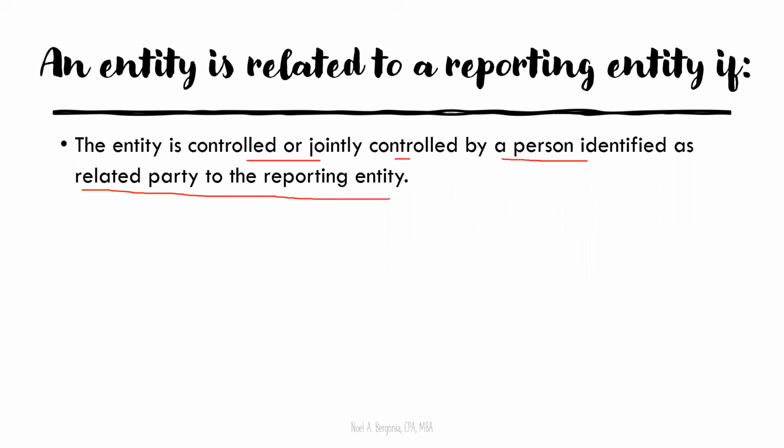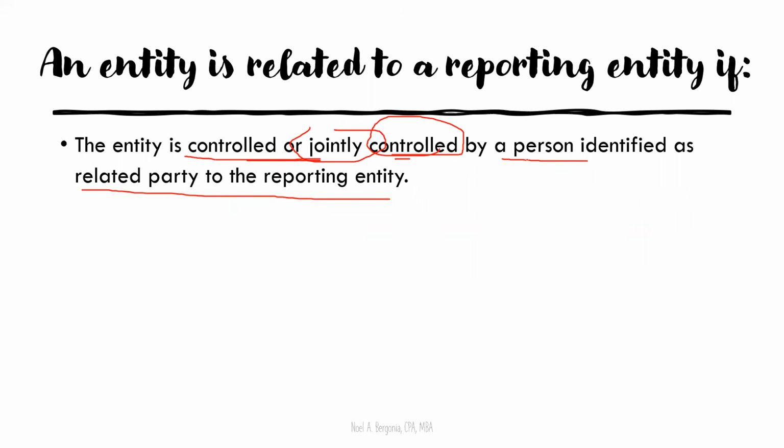So kanina, we have discussed a person that will become a related party if meron po siyang control or joint control, may significant influence po siya or part of the key management personnel. So dito po, if that person controls another entity, and again, control, ibig sabihin it is a subsidiary or even a joint venture kasi jointly controlled, then that would be considered as a related party to the reporting entity.